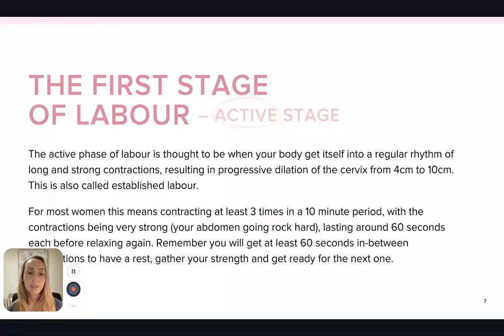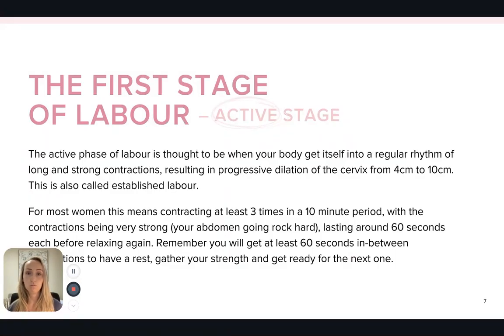So the active stage of labour is thought to be when your body gets itself into a regular rhythm of long and strong contractions, resulting in progressive dilation of the cervix from 4 to 10 centimetres. This is also called established labour. For most women, this means contracting at least 3 times in a 10-minute period, with the contractions being really strong.